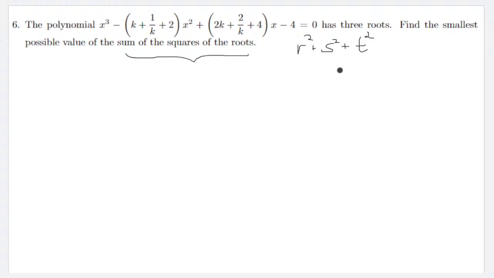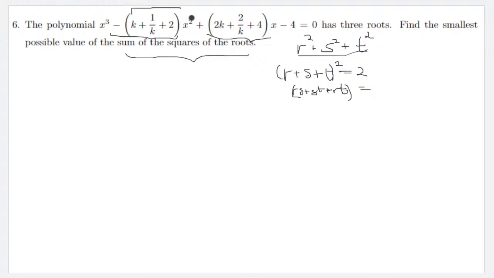In order to find this value, it's very easy to do this with Vieta's. So Vieta's says that r plus s plus t is equal to the negative of this value, and that rs plus st plus rt is equal to this value. And so, in fact, if we square this and then subtract 2 times this, we'll get this expression. You can convince yourself of this.